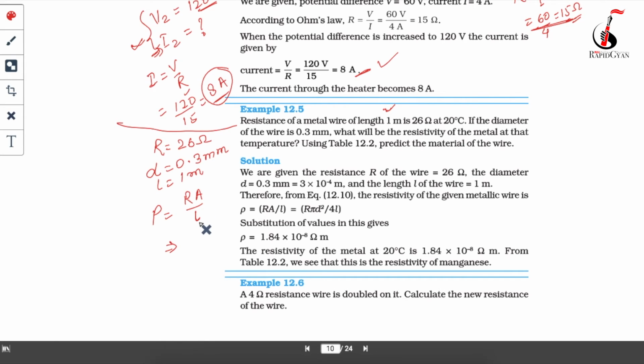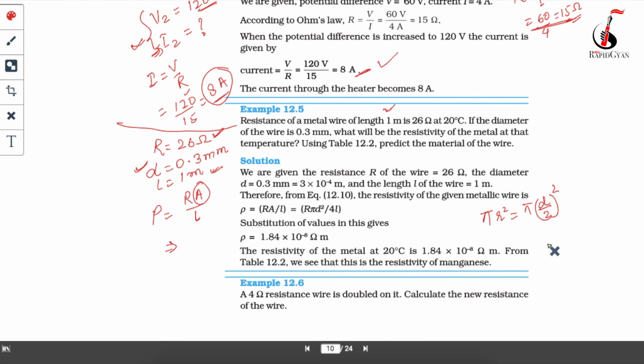So what are you guys seeing over here? Your resistance is given, correct? Length is given, but area is not there. Since area is not there, I will have to find the area. So how will I find the area? This is the diameter, and the area is that of a circle. We know that the area of a circle is pi r square, where r is the radius. So radius equals diameter upon 2, meaning pi times d by 2 whole square.